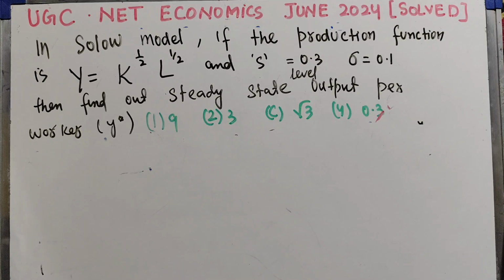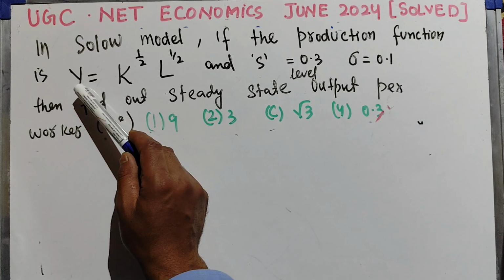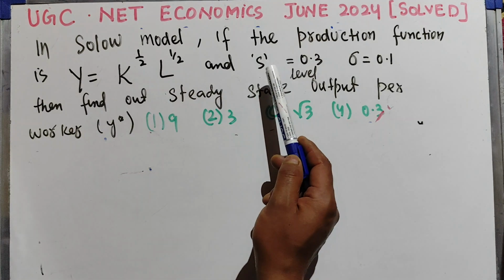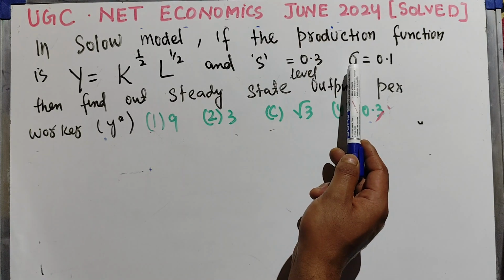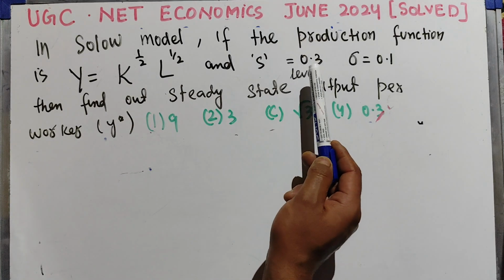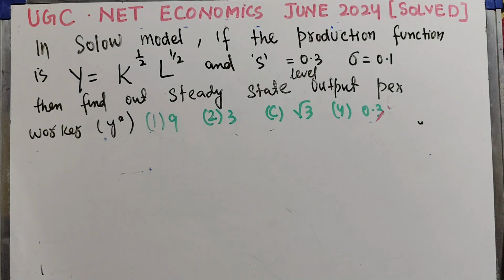Next question is, in the Solow model, if the production function is y equals k raised to the power 1/2 times L raised to the power 1/2, and s, which is savings per worker, is equal to 0.3, and depreciation is equal to 0.1, then find out the steady state level of output per worker, that is y star. Options are being given. We need to find out the correct option here.